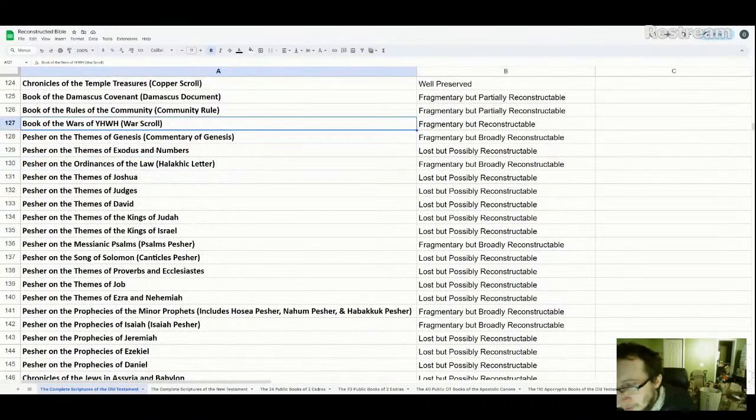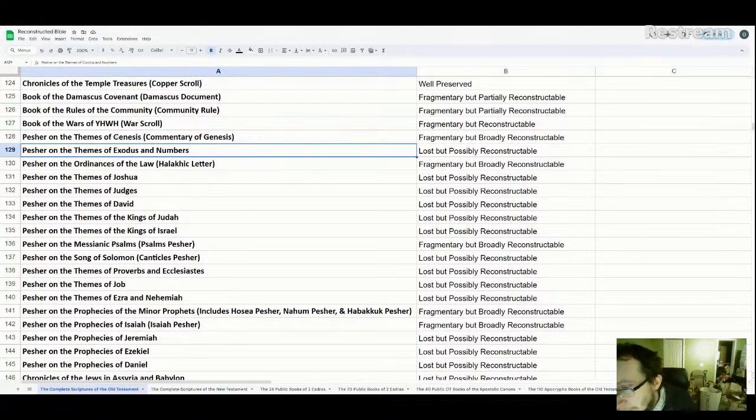The various Peshers. We have the Peshers that were found, and then we have Peshers I believe also existed, but we don't have any fragments of them. So I think there was Peshers on basically everything. So Genesis, Exodus, Numbers, the Law. So Halakhic letter, scholars call it. I regard that as scripture as well.